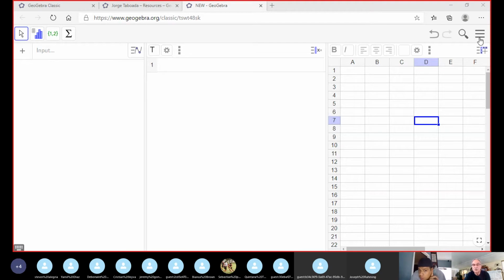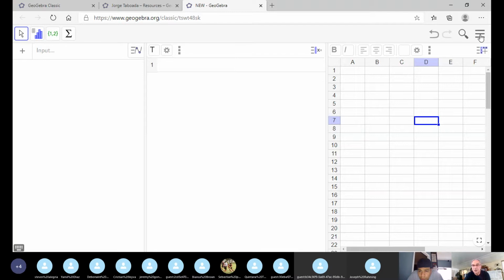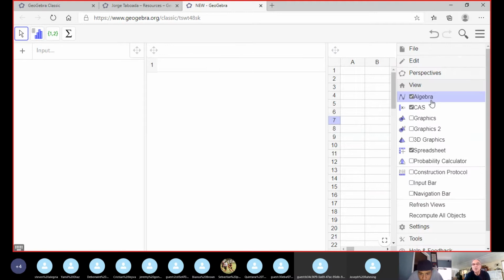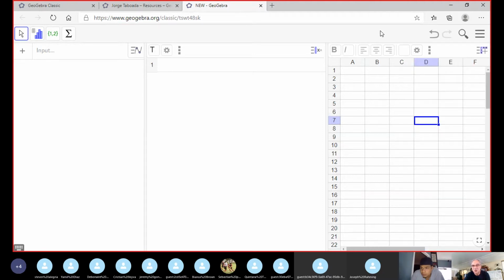Let me show you. You click here. Algebra, CAS, and spreadsheet. And you organize in the way you want. I explained that, for example, in my laptop, I organize in the way you see now. But in the other computer, I have it completely different.